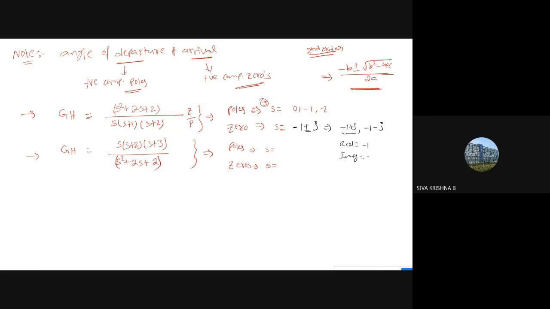J is called the imaginary part and its coefficient is the imaginary value. I am asking the value. Suppose there is J2, then what do we do? Imaginary value, I am asking. 1. So it is 1. Very good. So in the same way, tell me here the poles and zeros.